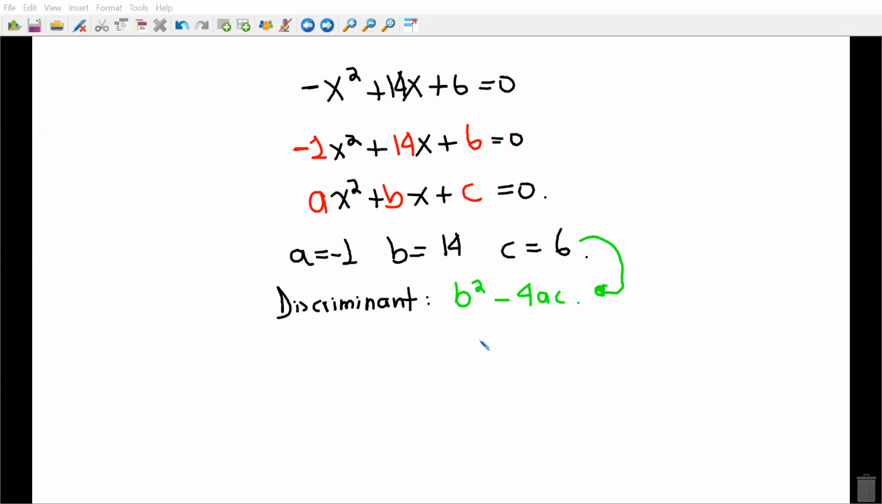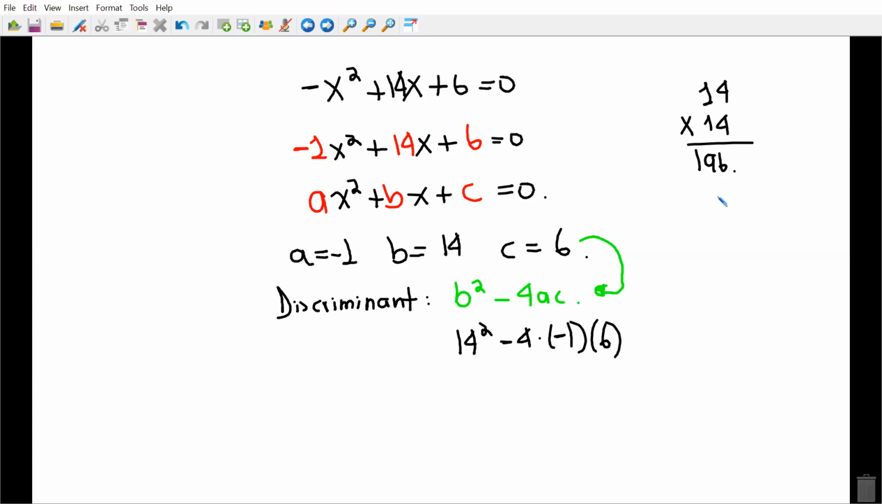So I'm going to say, okay, this is 14 squared, minus 4. What is the value of A? Negative 1. And what is the value of C? 6. 14 squared is equal to? Without a calculator, okay? I think 196. Yes, teacher, 196.